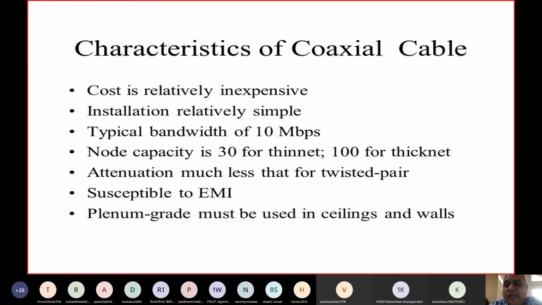Anyway, we are going to see the details of other cables too. It is susceptible to electromagnetic interference. Somewhat it is susceptible, but to a certain extent, if you use a costly coaxial cable, you can come out from this. Then plenum grade must be used in ceilings and walls if you want to protect this from electromagnetic interference, or if high voltage wiring is going very close to it, then it is better that you protect it from this.